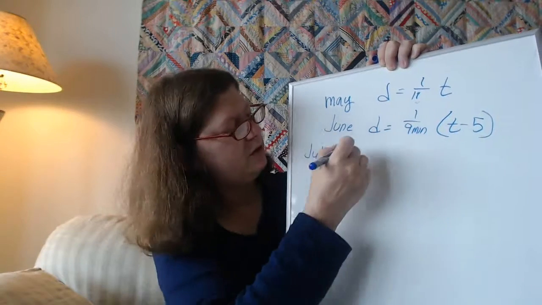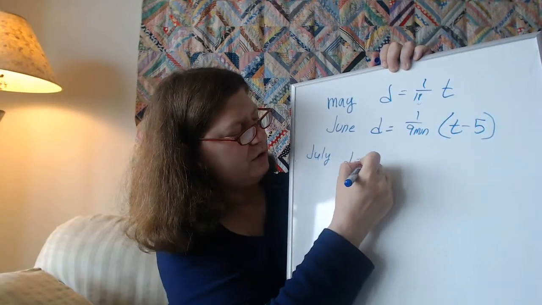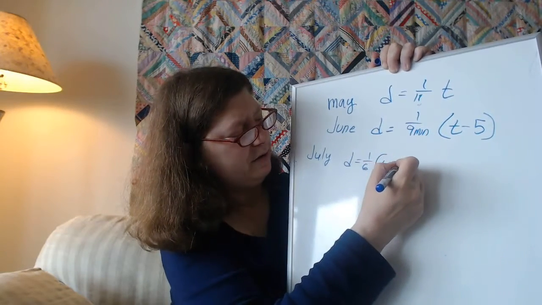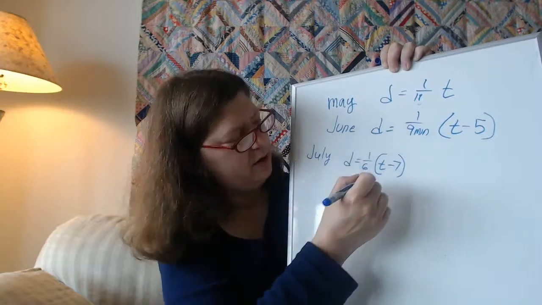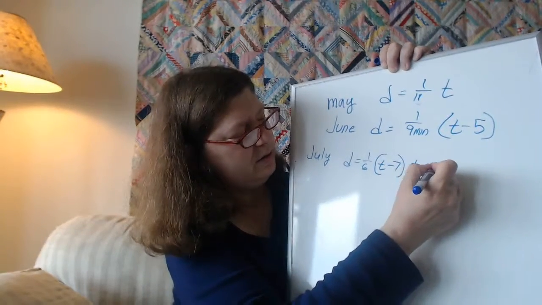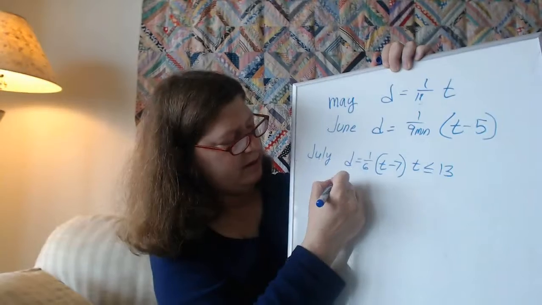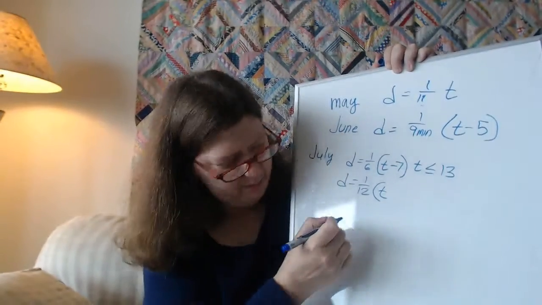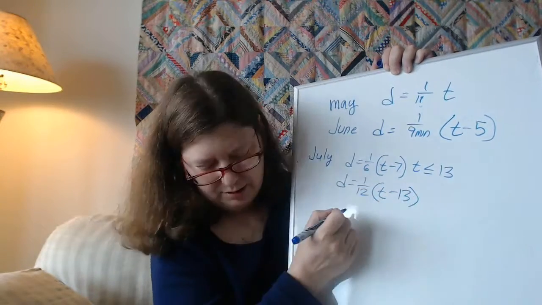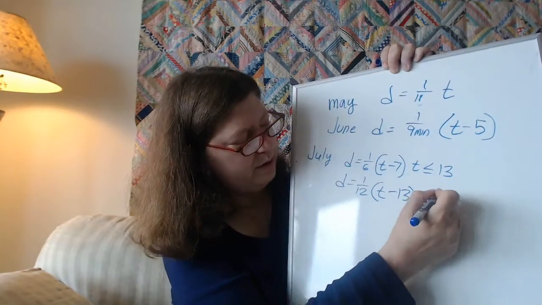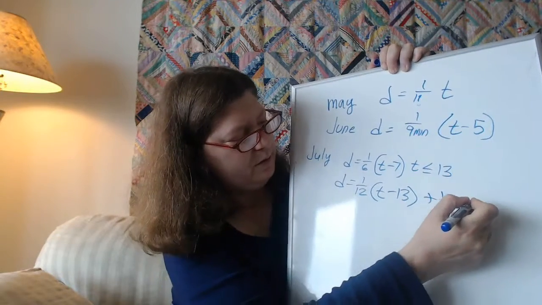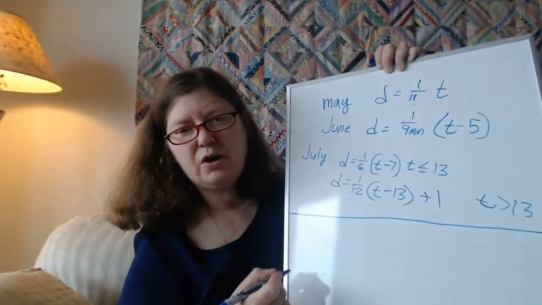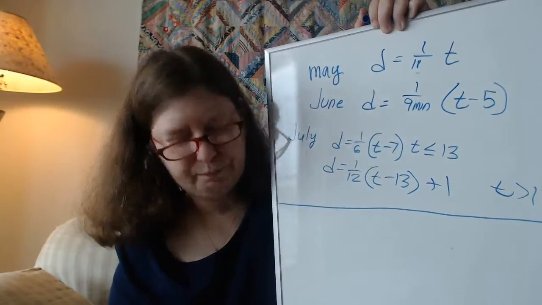Piece 1 is distance equals 1/6 t minus 7, where t is less than or equal to 13. And the second piece is 1/12 t minus 13 plus 1 for t greater than 13. All right, those are our equations. Hopefully you can see those okay.